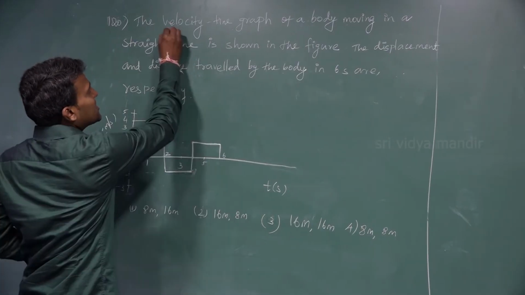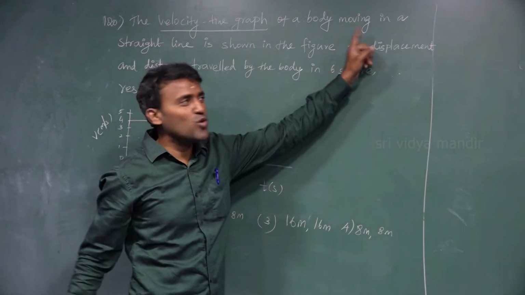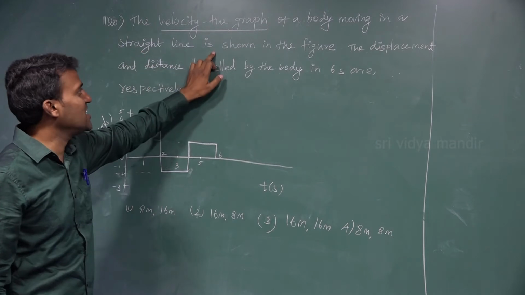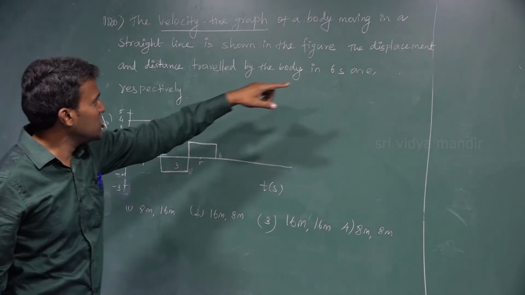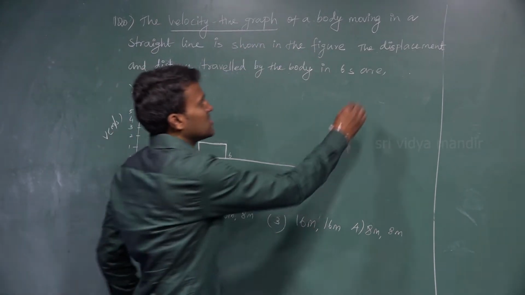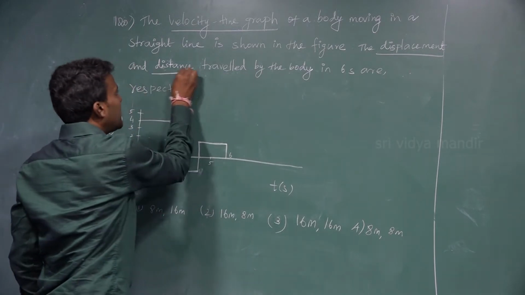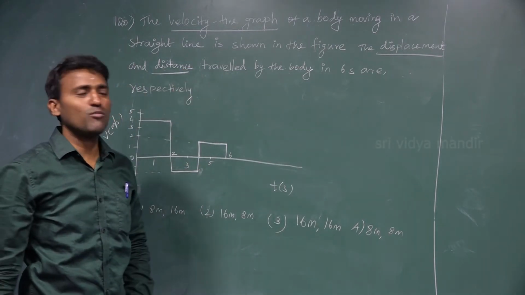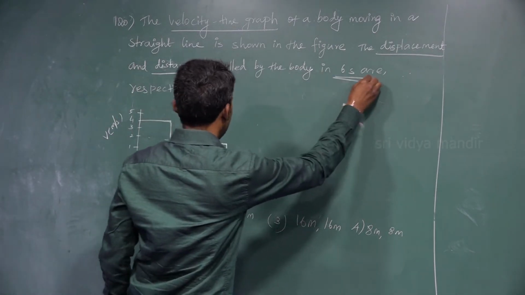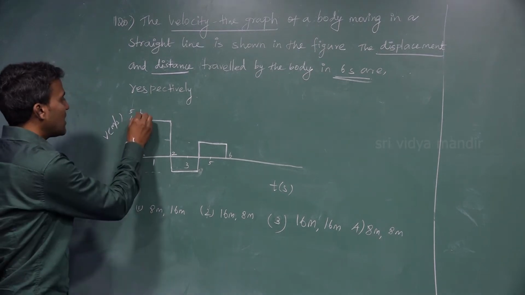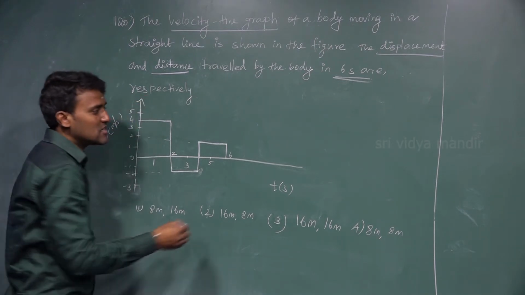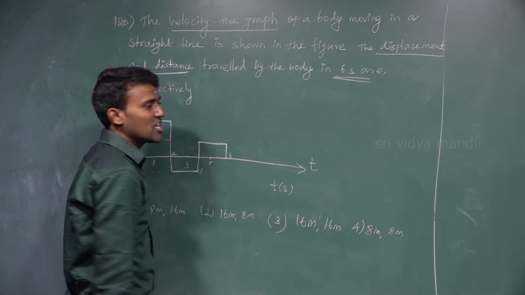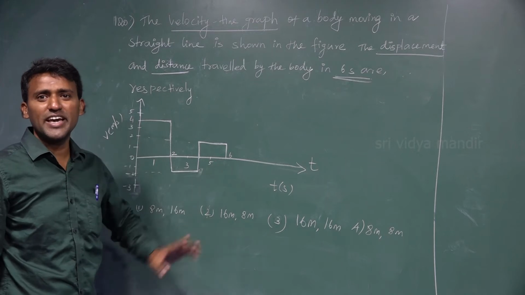The velocity-time graph of a body moving in a straight line is shown in the figure. We have to calculate the displacement and distance traveled by the body in 6 seconds. Here, they have given velocity on the y-axis and time on the x-axis.